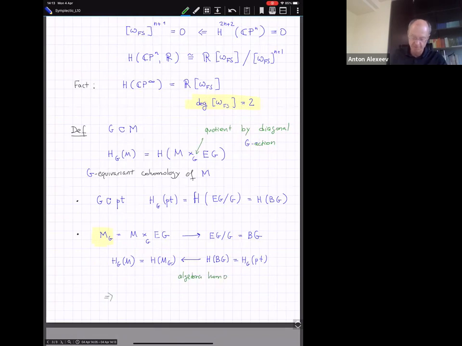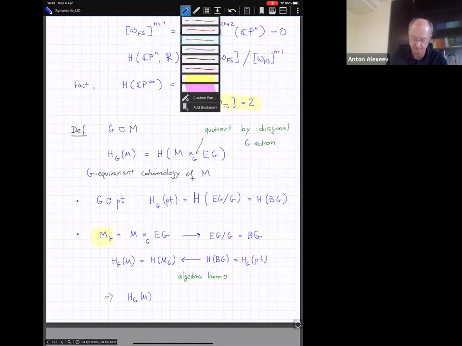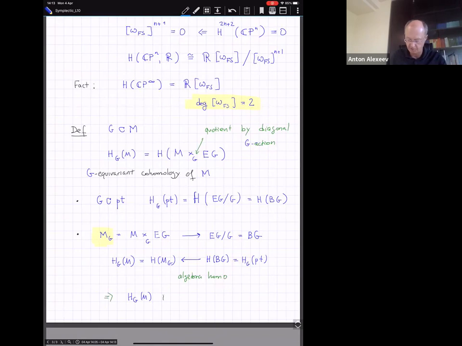And as a consequence, H_G of M is a module over this H_G of a point. You map H_G of a point into H_G of M, and you just multiply things by those images. So this gives you an action of H_G of a point on H_G of M for any M.